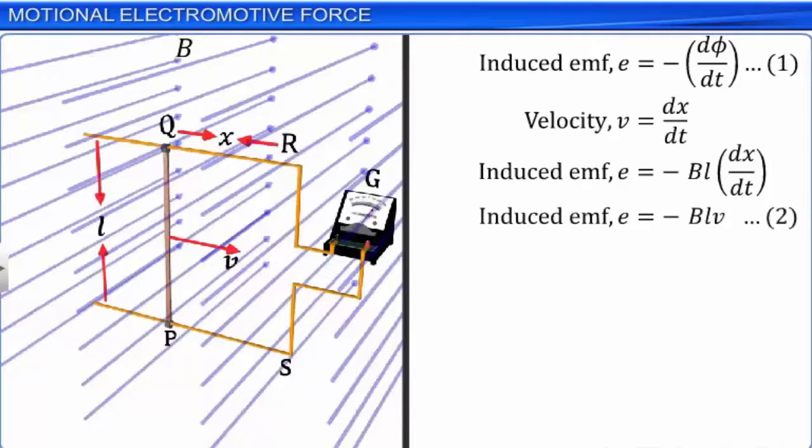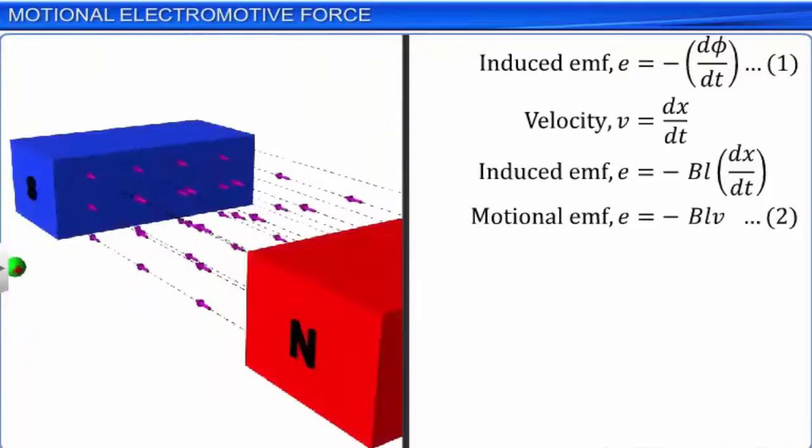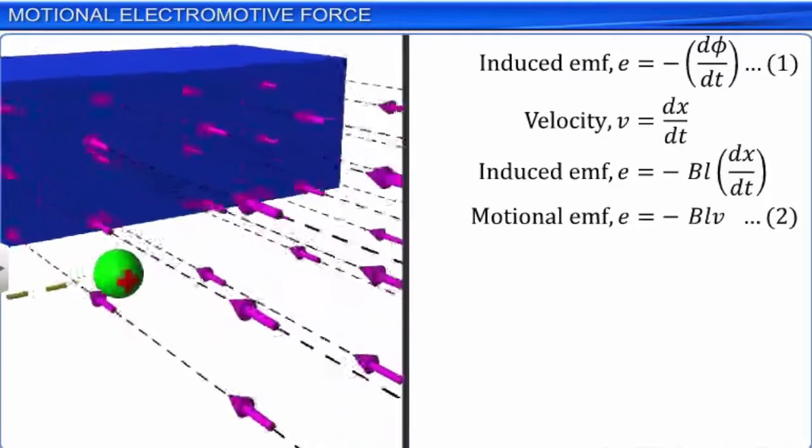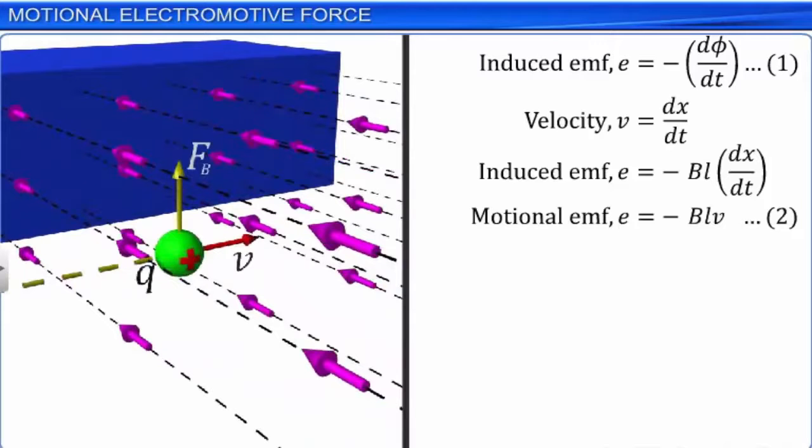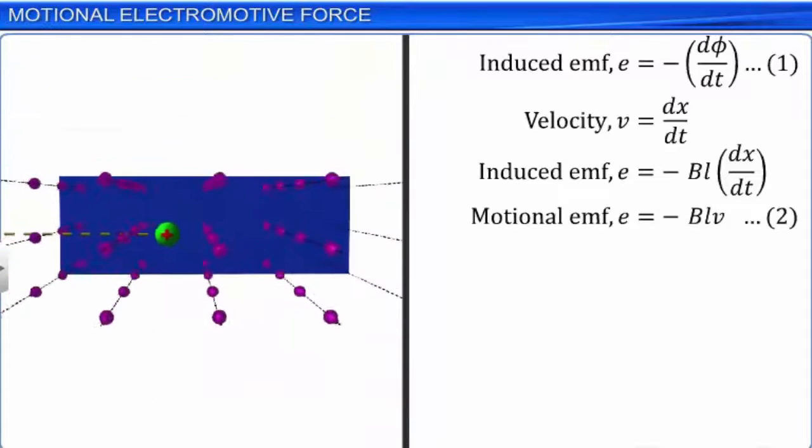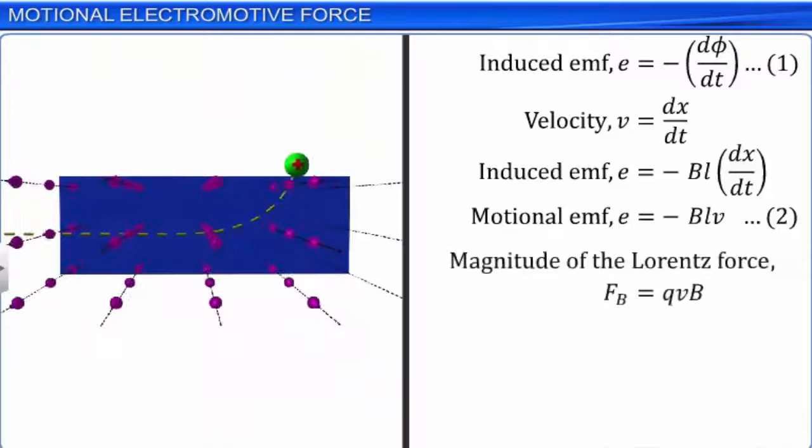The induced EMF E is also called the motional EMF in this case. The concept of motional EMF can also be explained by using the Lorentz force acting on the free charge carriers of conductor PQ. We know that when a charge q enters perpendicular to a uniform magnetic field of induction B, then the Lorentz force on the charge, F_B, is equal to qvB.